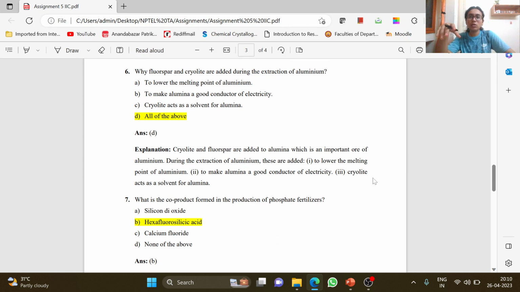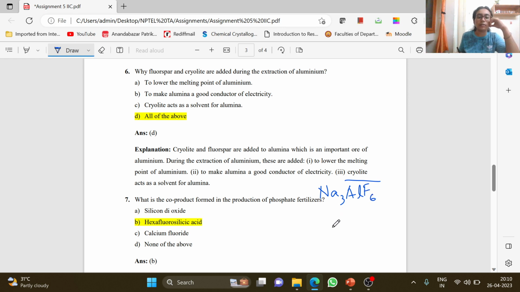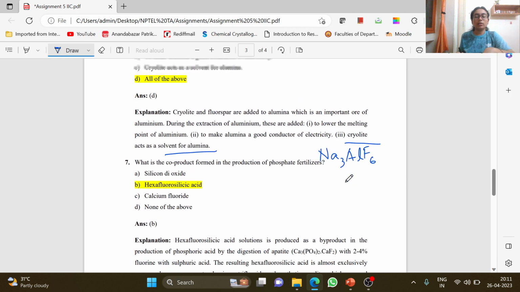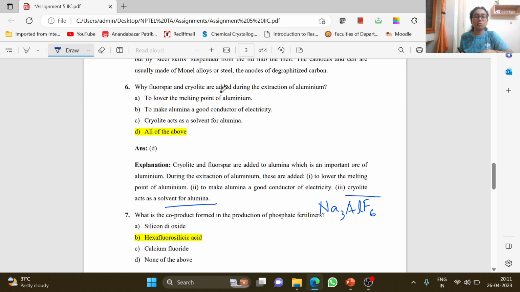Okay, and cryolite means, as we all know, Na3AlF6. This is the cryolite. This is actually a fluorine containing material, and this acts as a good solvent for alumina. And also it will make alumina a good conductor of electricity, and it will lower the melting point of alumina. So to do all these things, cryolite and fluorspar both are added.